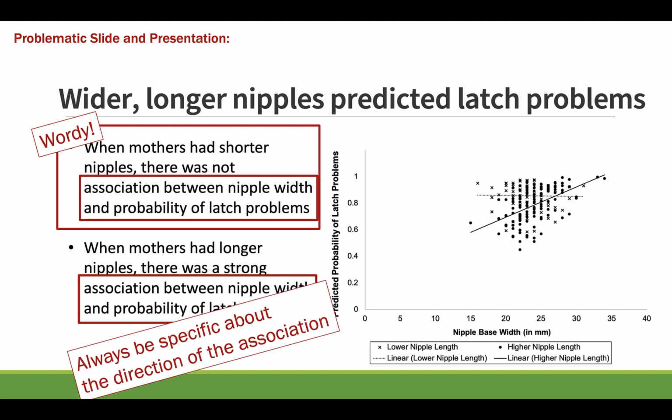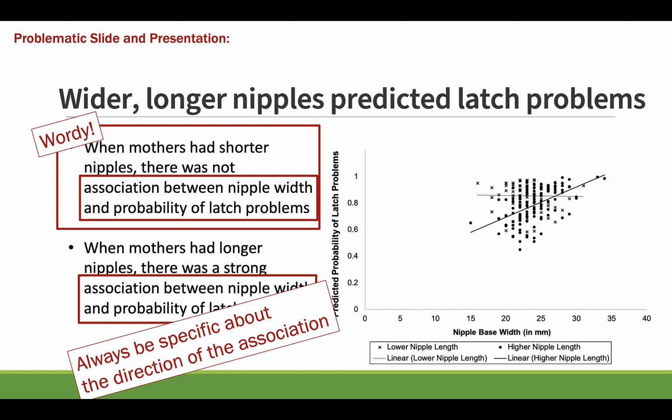In addition, the way that the findings are being conveyed is not very effective because they don't specify the direction of association. How exactly was nipple width associated with latch problems? We don't really know because the term being used here is association rather than adding terms like positive or negative or other terms that would give us a better sense of the direction and magnitude of the association seen.